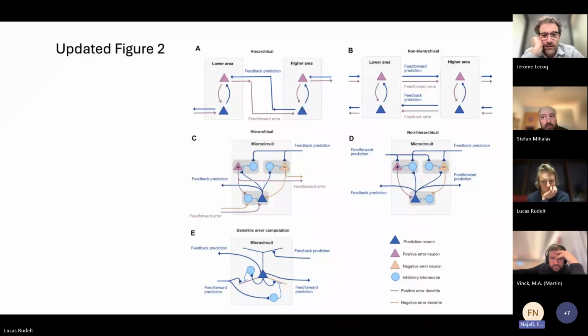Thanks, Lucas. A and B are very clear. I really like them. C and D, I'm trying to see if there's a way to make them less complicated by breaking them down into two parts. I'm just talking as I'm thinking, but the idea is to make C and D simpler. So I'm looking at the bottom gray part. Can we do it separately for the positive and the negative error neurons? So we just replicate it instead of showing both of them in one figure, if that makes sense.